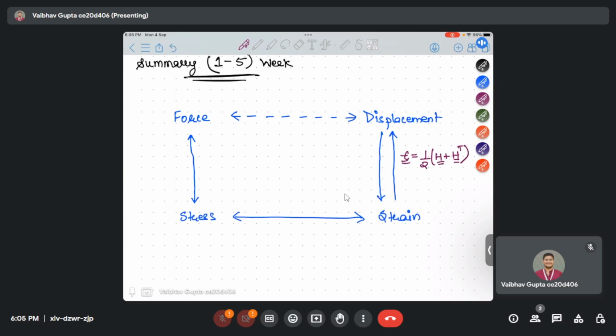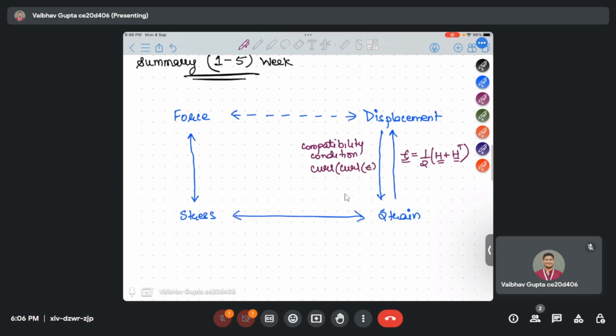How is strain related to displacement? We have seen this with the help of the compatibility condition, which is nothing but curl of epsilon. Sorry, I made the arrows in opposite directions. So displacement is related to strain with the help of the displacement gradient, and strain is related to displacement with the help of the compatibility condition, which is nothing but curl of epsilon.